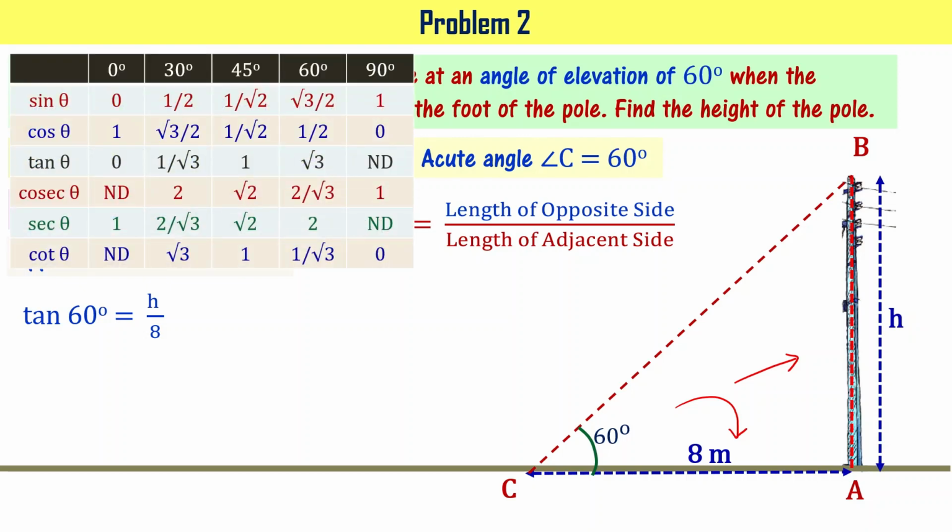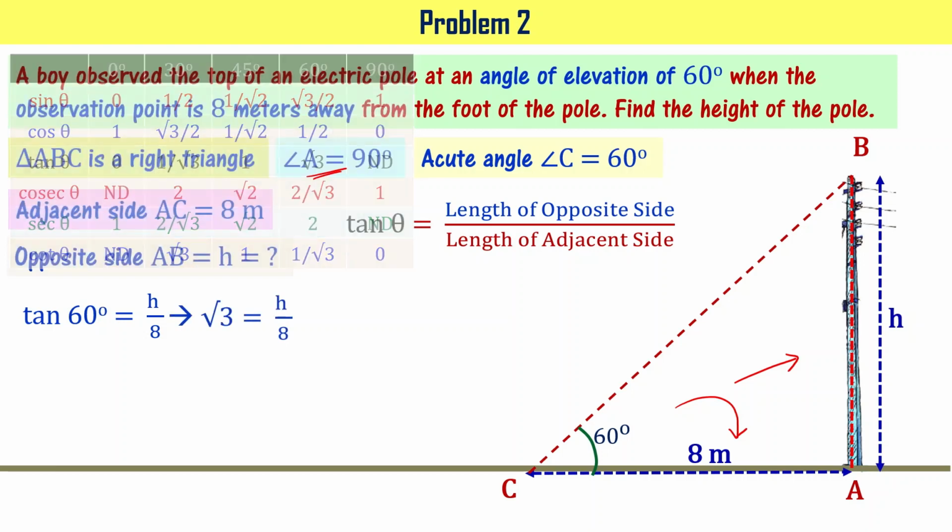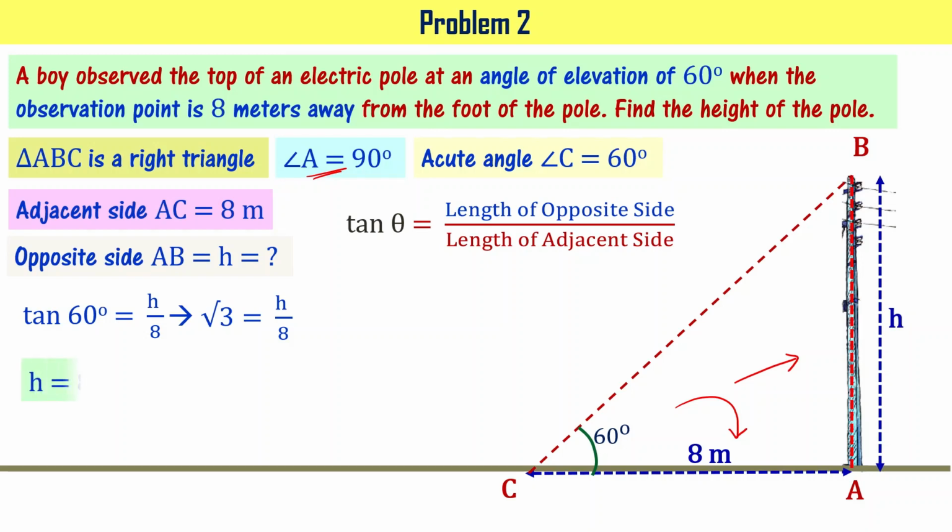From this table of trigonometric ratios for certain angles, we can see that tan 60 degrees equal to root 3. Let's substitute that into this equation such that it can be written as root 3 equal to h by 8. When you rearrange this equation, you get h equal to 8 root 3. So to answer the question, height of the pole equal to 8 root 3 meters.